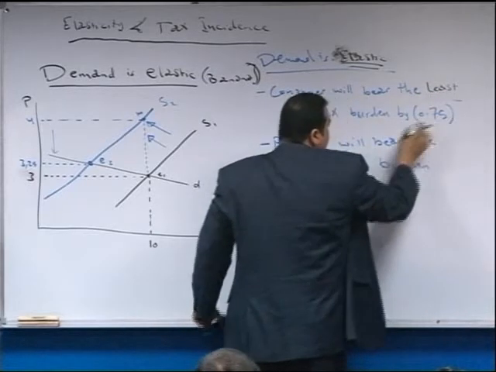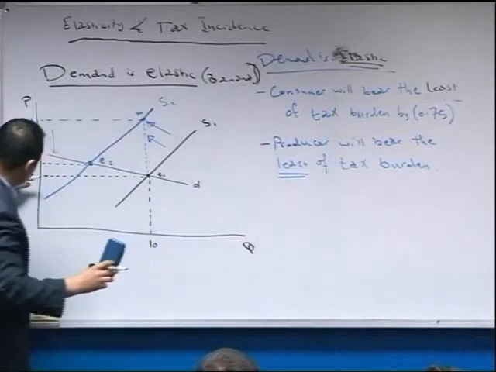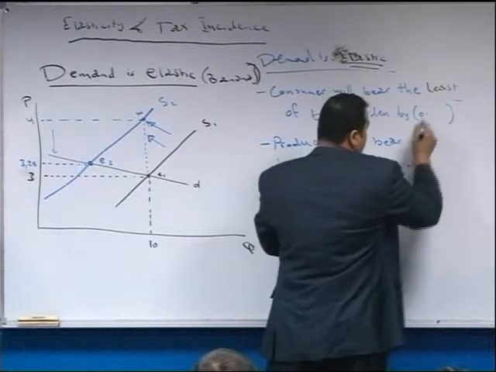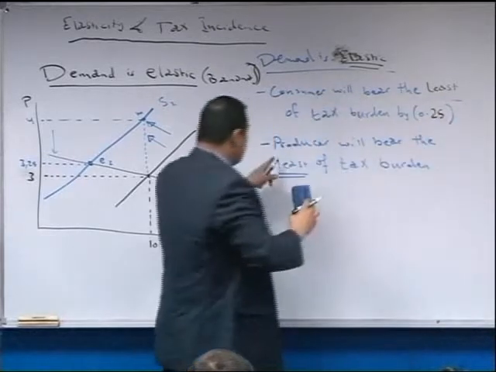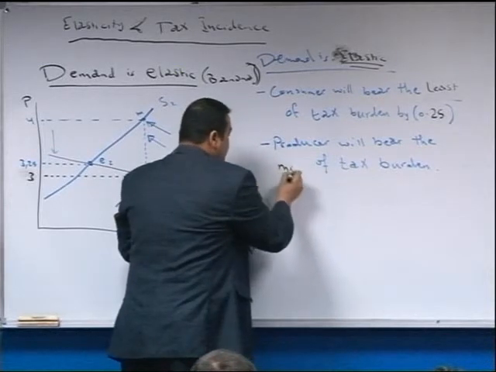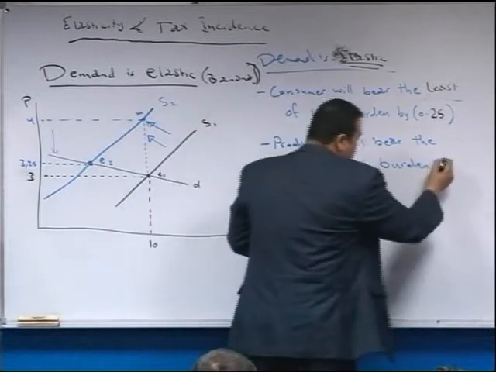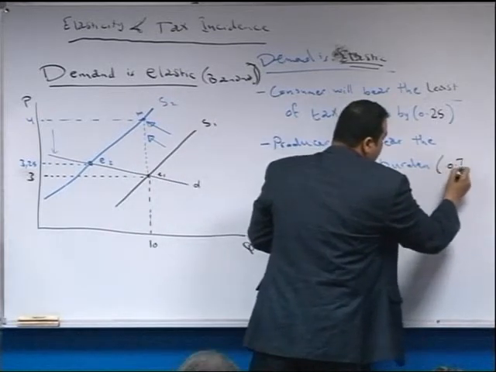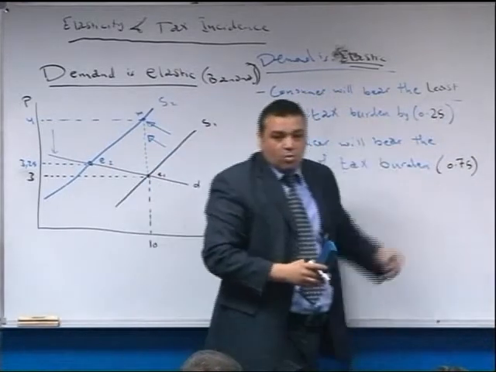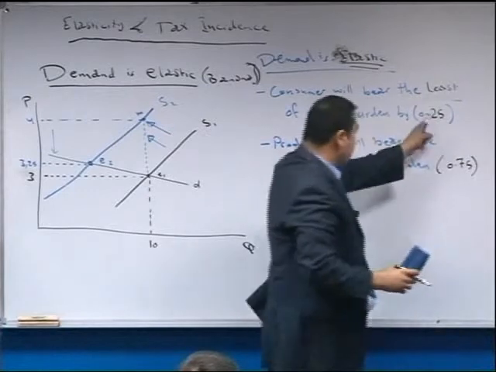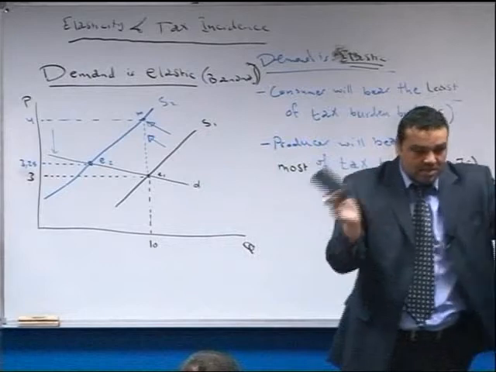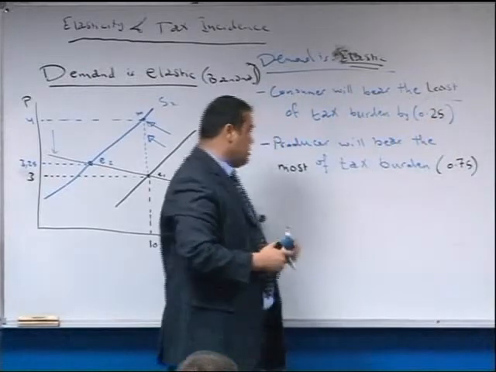The least of the tax burden by how much? 0.25. And the producer will bear the most of the tax burden. By how much? 0.75. The summation of the taxes is $1. 0.25 plus 0.75, the summation is $1. It's the total tax per unit, right?